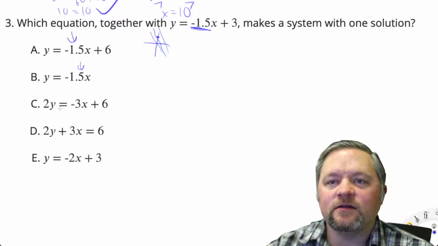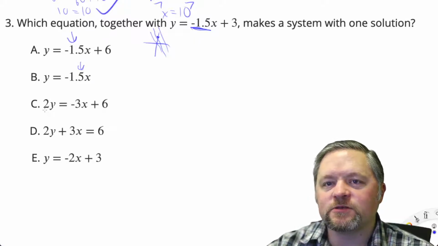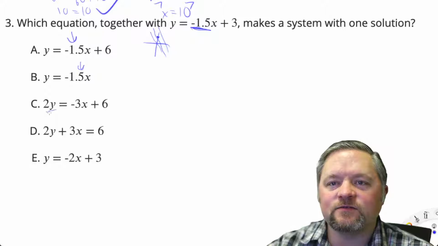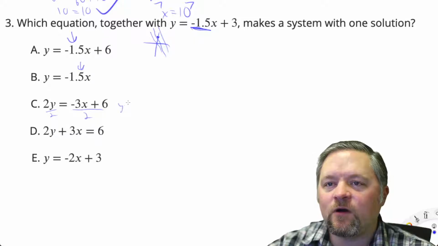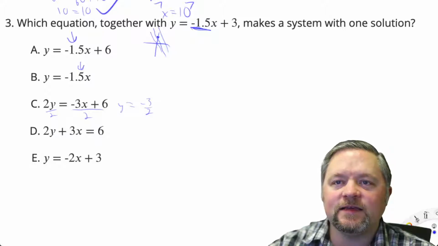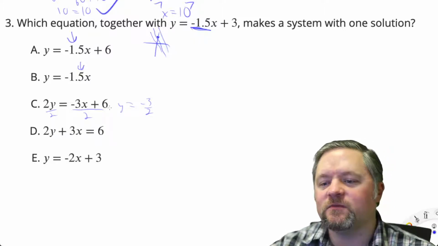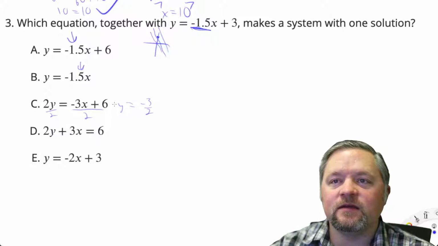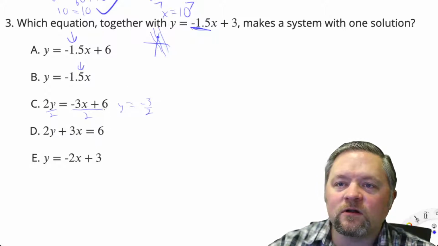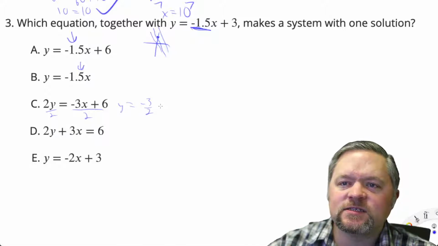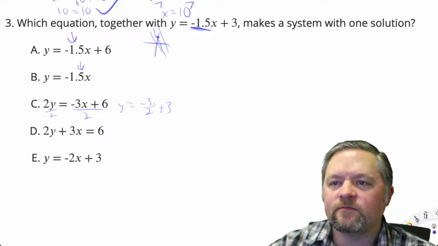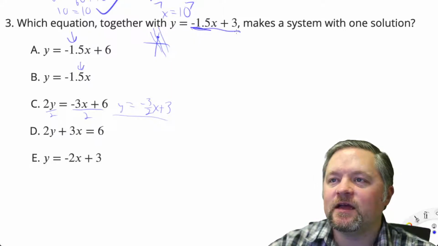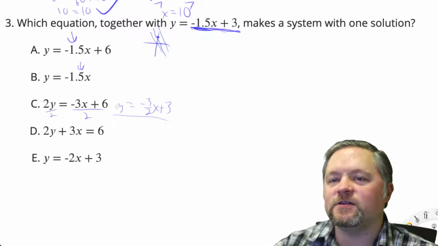This one right here, to make this look like y equals mx plus b, I want that y by itself, so I'm going to divide by 2, which means I divide this side by 2. And I have y equals negative 3 over 2. Well, negative 3 over 2 is negative 1.5. I don't even care about what the b is. I know it's going to be either parallel or... Actually, let's check this one, because 6 divided by 2 is 3. So this equation is actually exactly the same as our original equation, which means it will have infinite solutions.